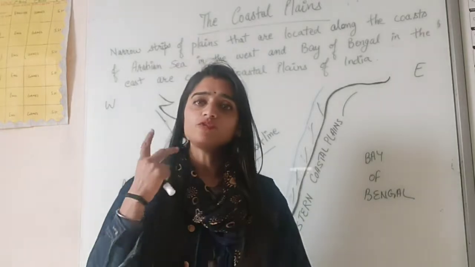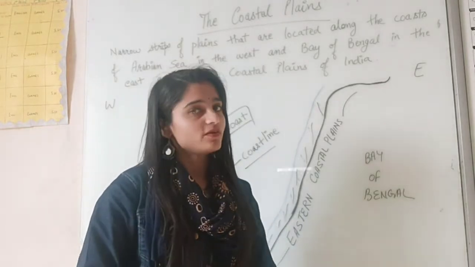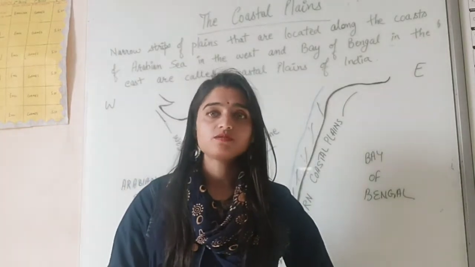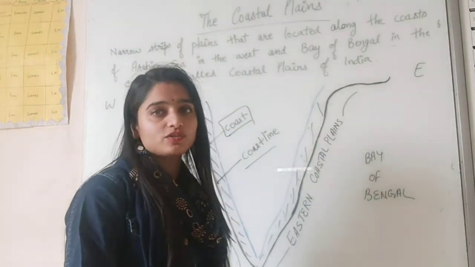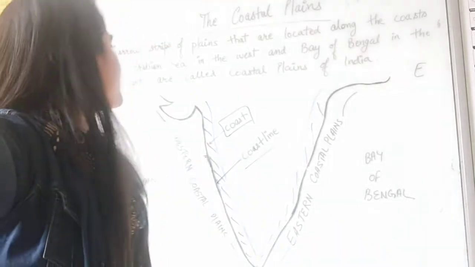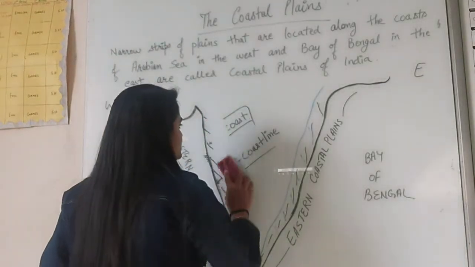Now in India, we have two major types of coastal plains. And what are these coastal plains? The western coastal plains and the eastern coastal plains.